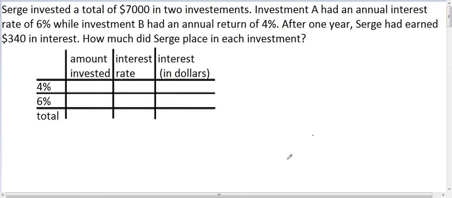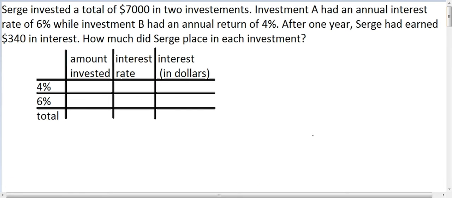Sergey invested a total of $7,000 in two investments. Investment A had an annual interest rate of 6%, while investment B had an annual return of 4%. After 1 year, Sergey had earned $340 in interest. How much does Sergey place in each investment? So what we need to find in this problem is the amount that he invested in the investment returning 4% and the investment returning 6%.